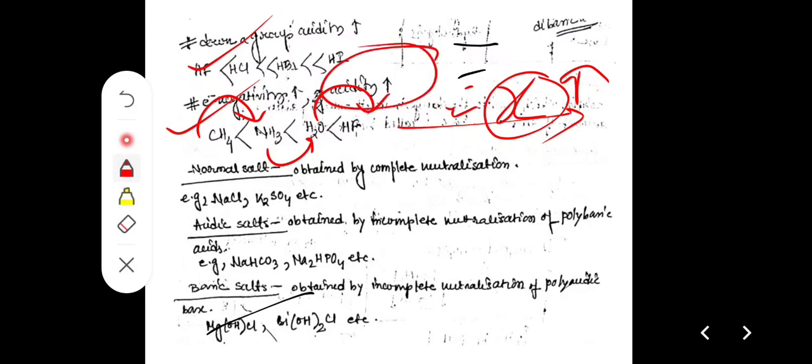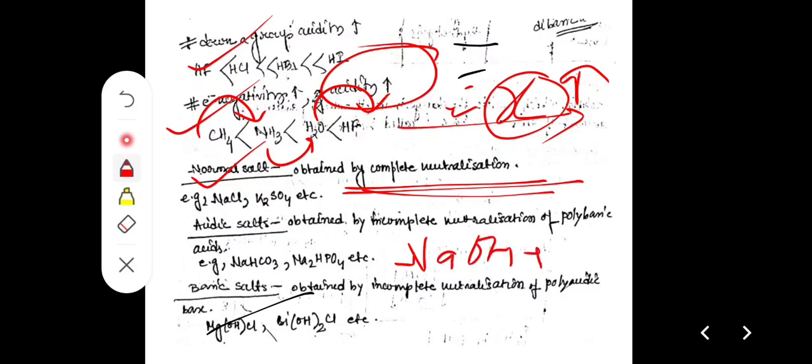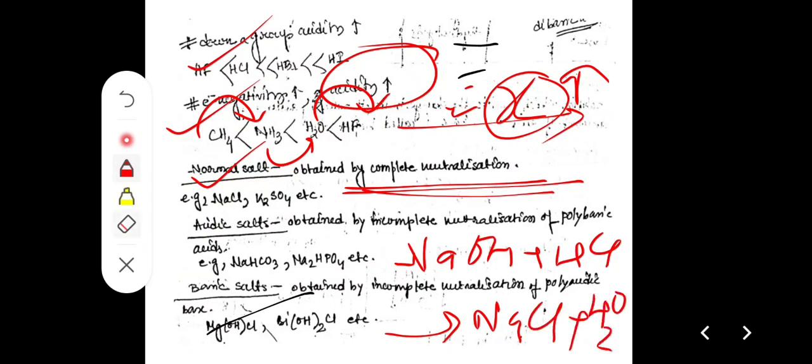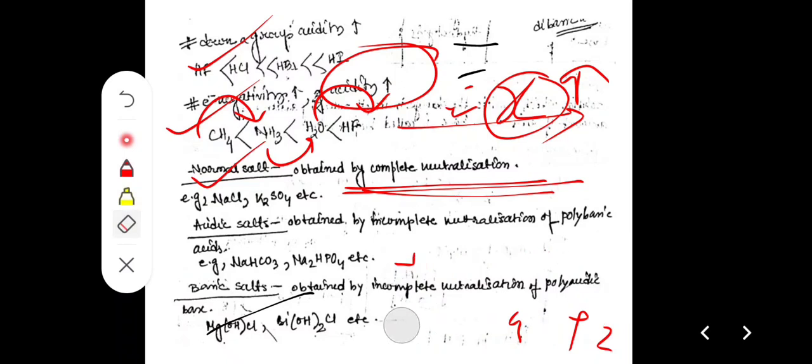Now we consider some salts. As per the exam, first one is normal salt, which is obtained by complete neutralization. For example, NaOH plus HCl produces, by complete neutralization, NaCl plus H2O. That is called a normal salt.